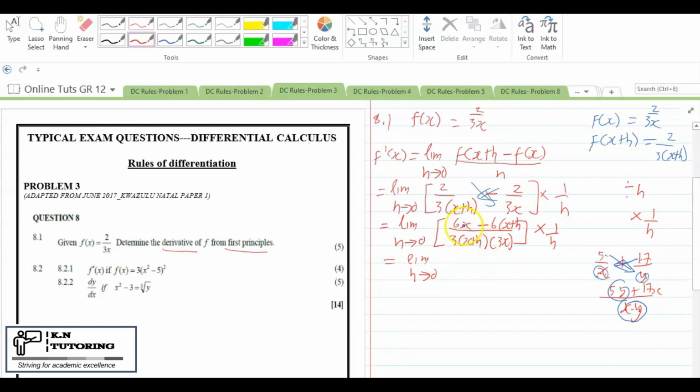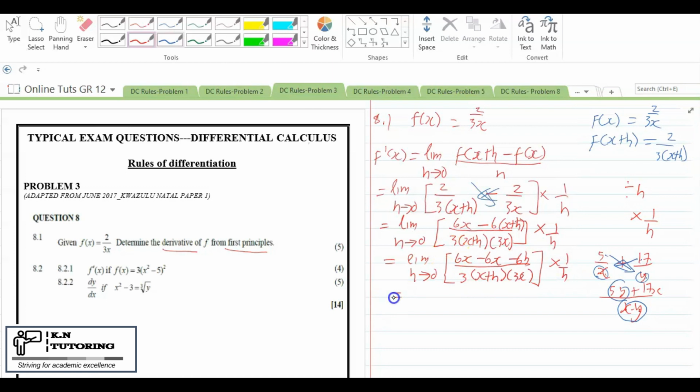From the top, 6x. If I remove the bracket, remember there's a bracket there. So this will be the same as 6x minus 6x minus 6h. Divide by, from the denominator, I'm not going to remove the bracket for now. This will remain as x plus h multiplied by 3x. Okay, remember everything is multiplied by 1.